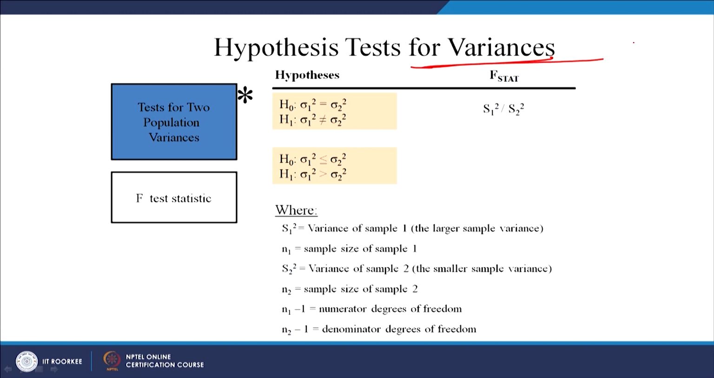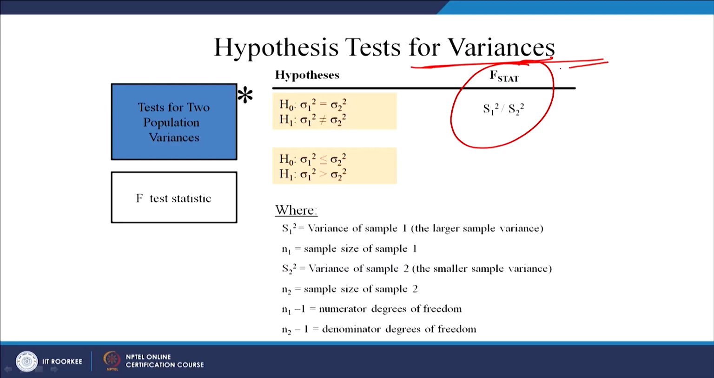So far we have seen hypothesis testing of means and hypothesis testing of proportions, right. Let us look at hypothesis testing of variances. So, you have got two populations and you want to test whether their variances are the same or not, right. For this we will use something called the F statistic, which is the ratio of the variances of two samples, right.